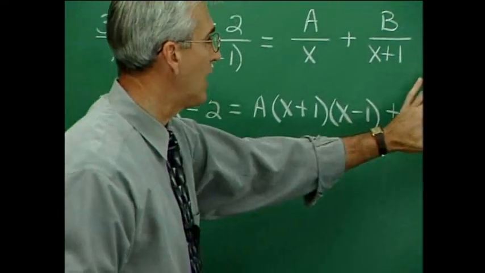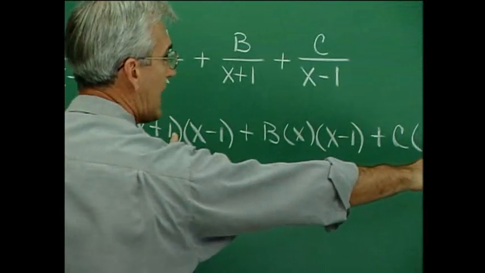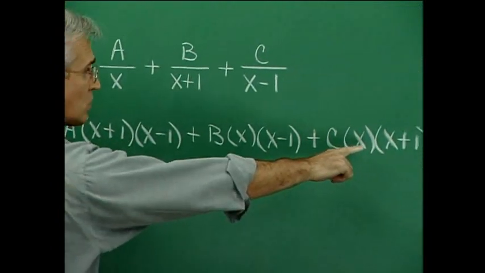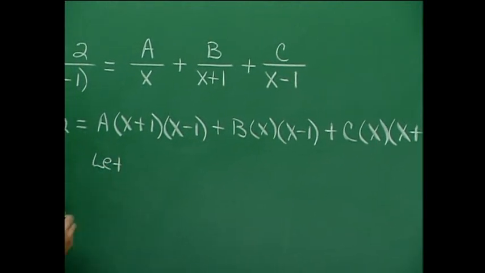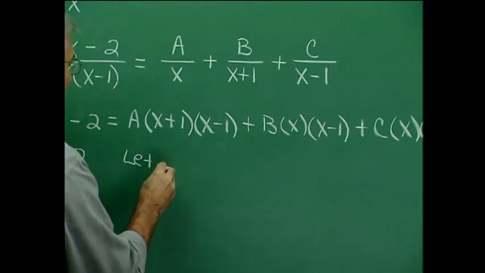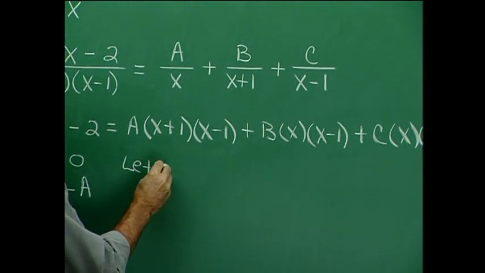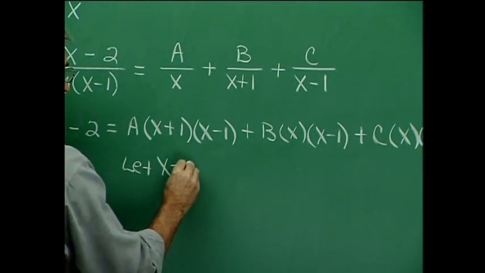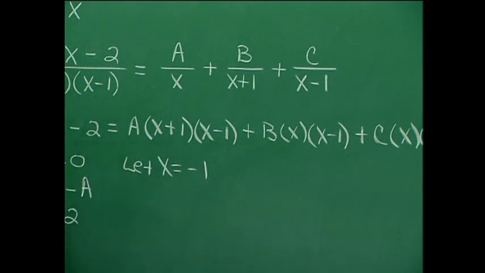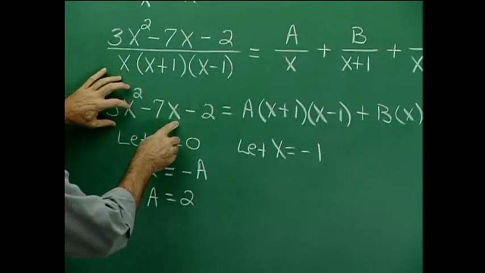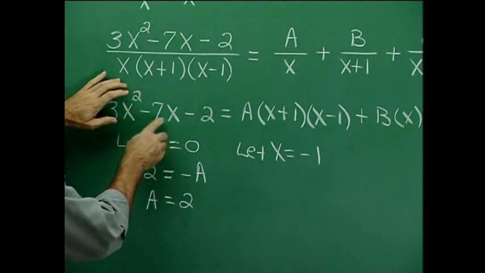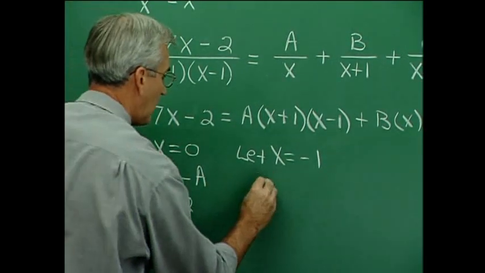If we want to find the value of b, then we look at the factor shared in these two terms, and it's x plus 1. So we would let x take on a value that will cause that shared factor to become 0, and the value then would be negative 1. So let's let x be negative 1. On the left, negative 1 squared is 1, times 3 is 3. Negative 1 times negative 7, 7. 3 and 7, 10. 10 minus 2, 8 on the left.